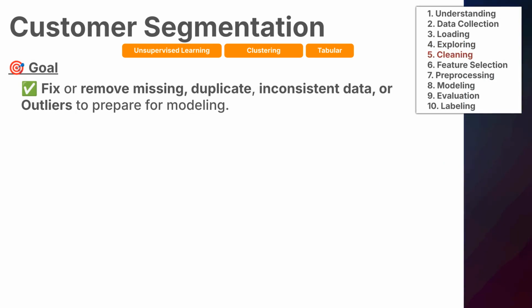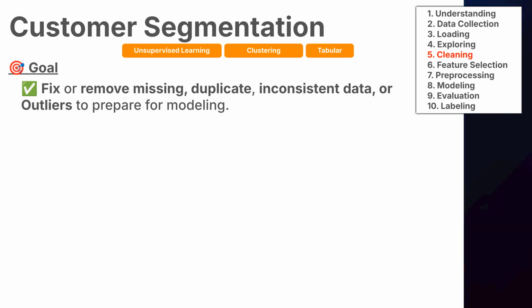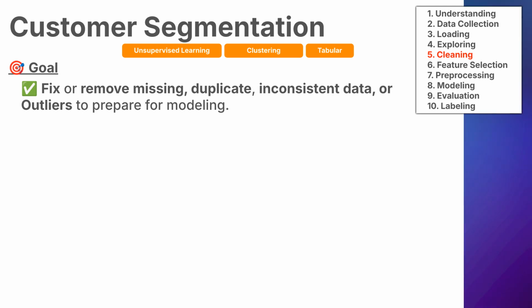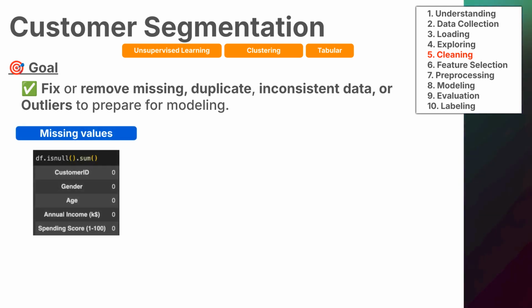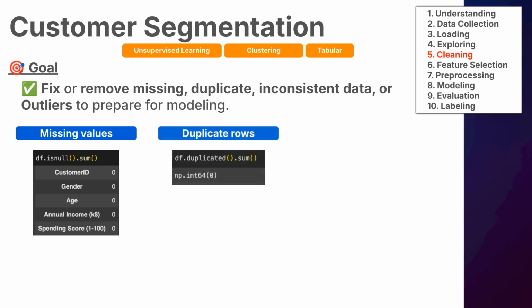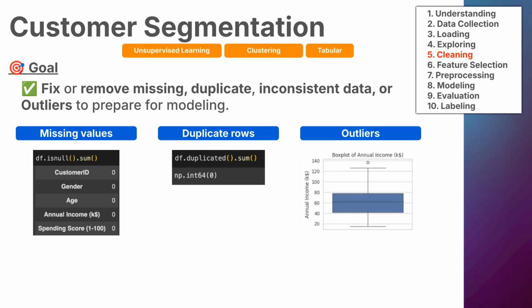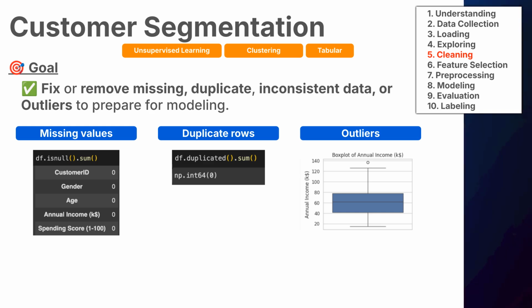5. Cleaning the dataset. The goal is to ensure the dataset is clean and reliable for clustering by handling missing values or duplicates, and identifying and addressing outliers if necessary. As we know from the exploration step, there are no missing values. Also, there are no duplicate rows. Next, outliers. From the exploration step, annual income has one mild outlier, but since it's valid, not an error, we'll keep it for now.